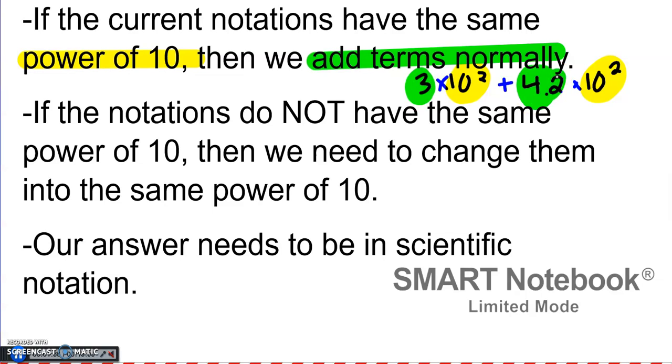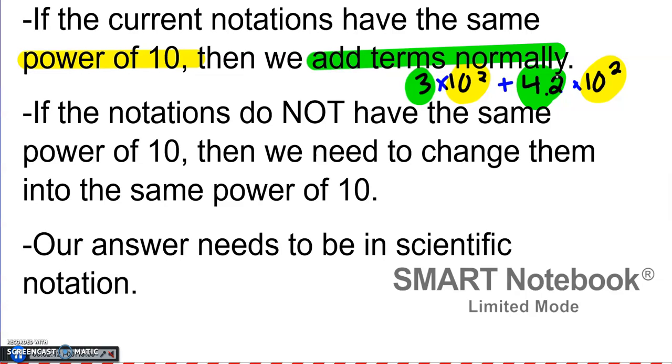Second part is, if notations do not have the same power of 10, then we need to change them into the same power of 10 to then add. And then finally, our answer needs to be in scientific notation. The majority of the time, the question is going to say, hey, please write it in scientific notation. So you want to be able to work within scientific notation and do those operations. That way you're doing less work, right? It's not about getting it done. It's about how efficiently we can do it, right?